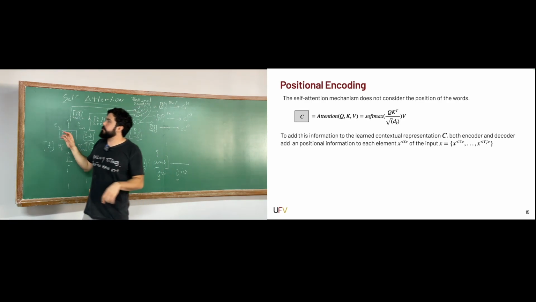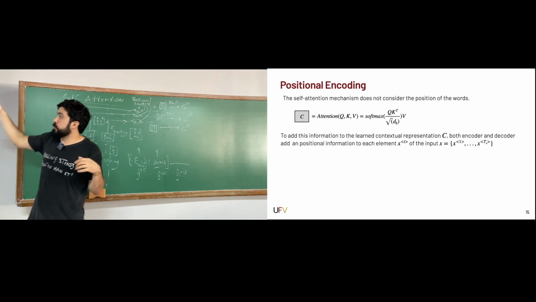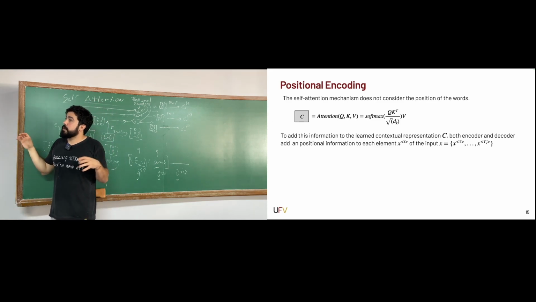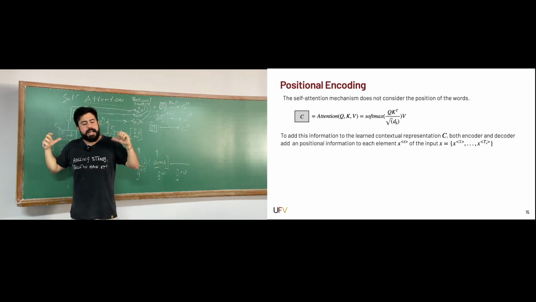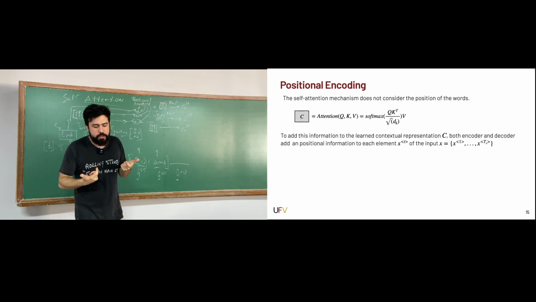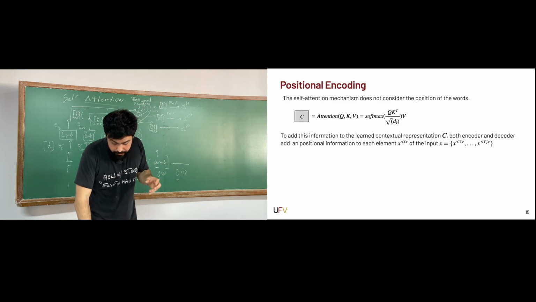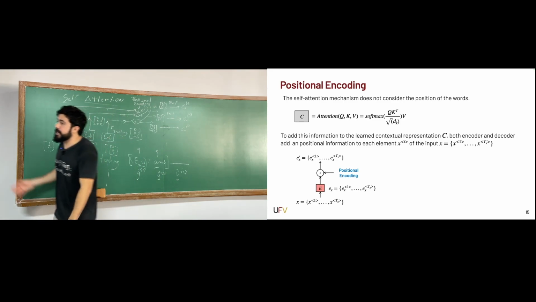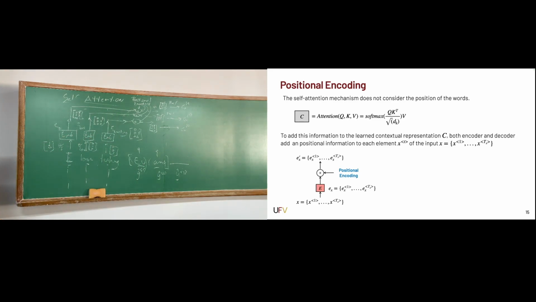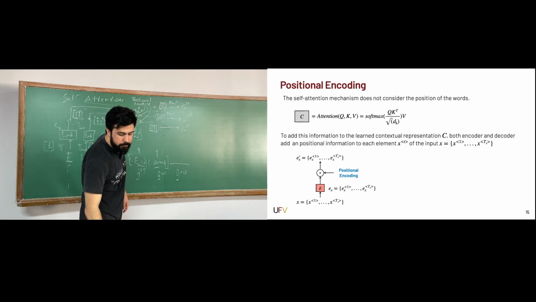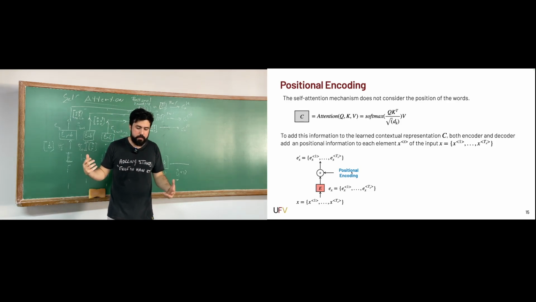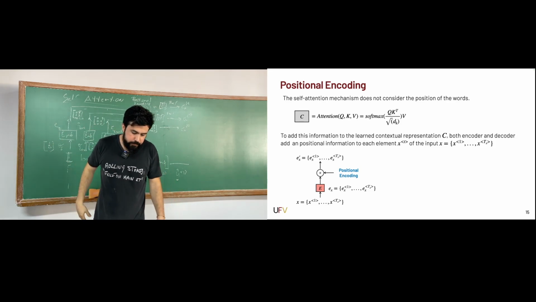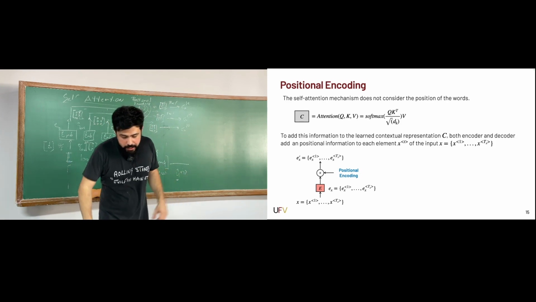So to add this information to the learned contextual representation C, both the encoder and the decoder, as we saw in the diagram before, add some positional information to their inputs X. And this is the part we saw, right? Right in the beginning of both the encoder and the decoder, I have the input X. I pass that through an embedding matrix E. And then I sum the embedded vectors with this positional encoding to produce EX, which now has magically positional information.